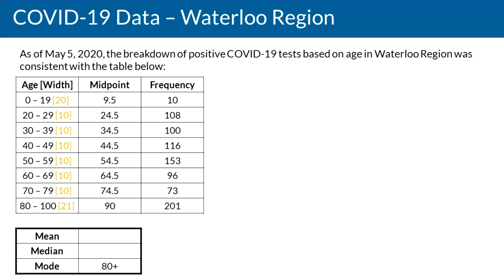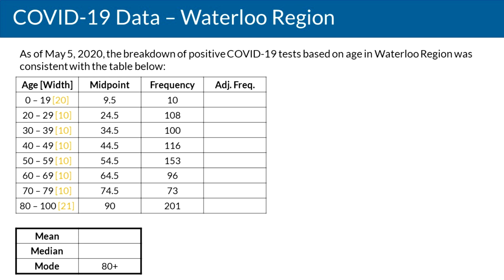The reality of the situation is actual data from the real world is always a little bit less elegant than exercises from a textbook. And so we do need to have strategies that allow us to work around those issues. Thankfully, the strategy we use is very simple. It just involves coming up with an adjusted frequency. For all the class intervals that already have a width of 10, we don't actually need to adjust anything.